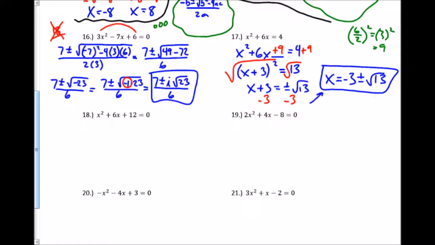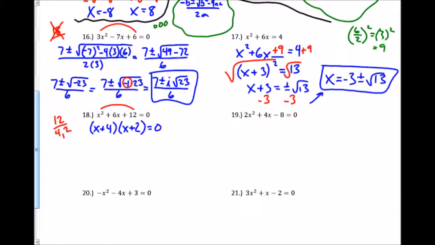Number 18, once again, I start off by building a bridge. Two numbers that multiply to a 12 but add to a 6. That's a 4 and a 2. So since I can come up with those two numbers, it means this one can be factored. There's a 1 out front. I get to use my shortcut. So it's x plus 4 times an x plus 2.